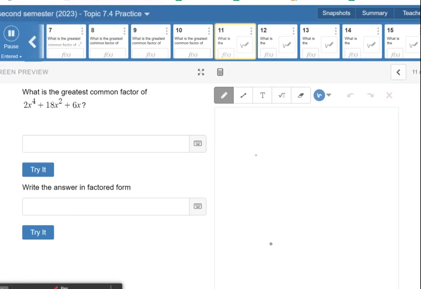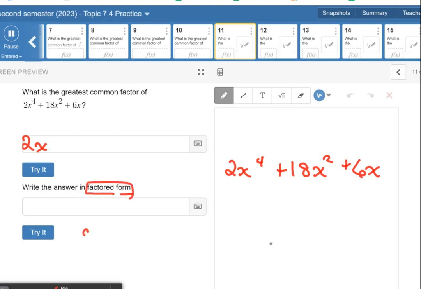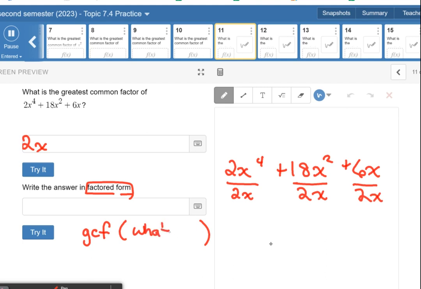So the work that I need to see for this slide is to actually write down the given problem. And then we already identified the greatest common factor as 2x. So when we are asking for a factored form, that means we have a GCF on the outside of parentheses. And we're going to actually divide the GCF by each term. And when we divide, what is left goes here inside the parentheses.